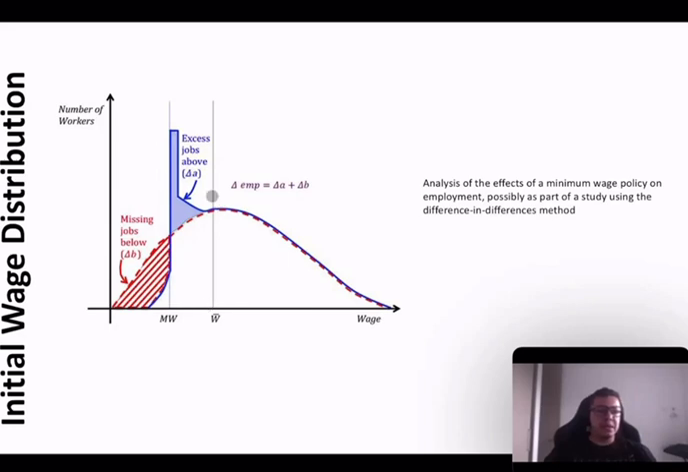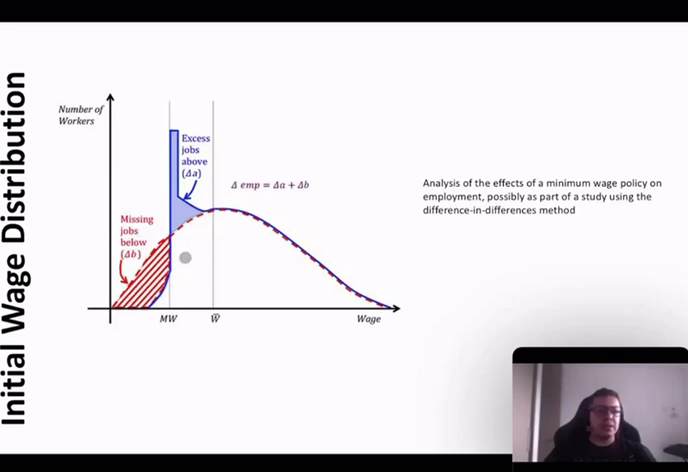The blue area is the excess jobs above, delta A. This area represents the number of additional jobs that exist above the imposed minimum wage, the MW. This could be due to an increase in labor supply in response to the wage increase, attracting more workers willing to work at this new wage.